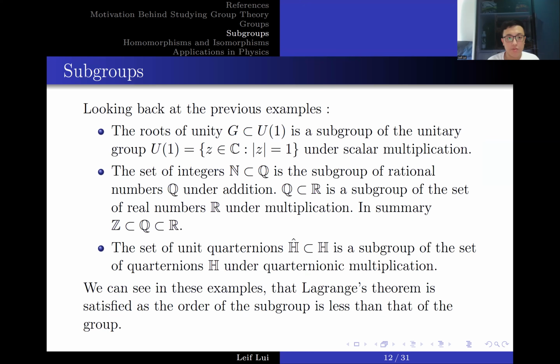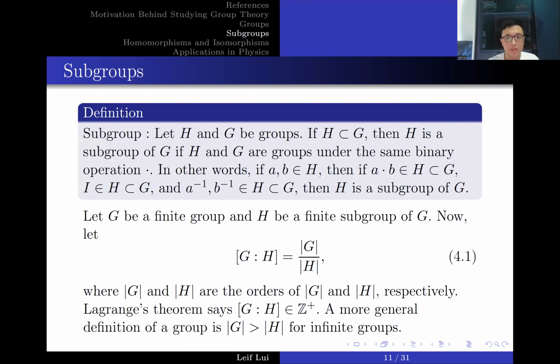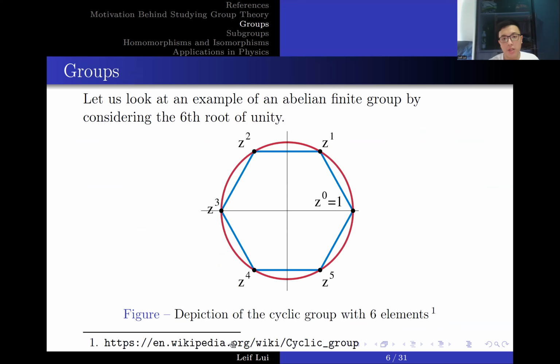So what are examples of subgroups? Let us look at the previous examples that we've stated already. G is the group that includes the roots of unity, and U1 is the group of all complex numbers with modulus 1 under scalar multiplication. So these two form groups under multiplication. Geometrically, any regular polygon on the circle will be a subgroup of the circle itself.